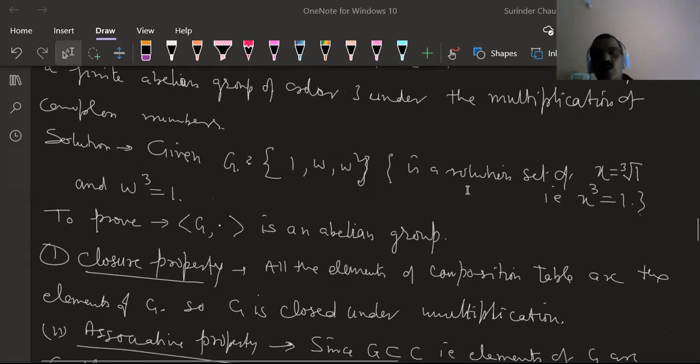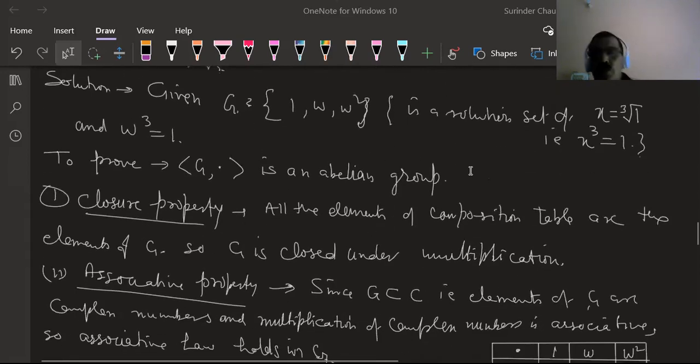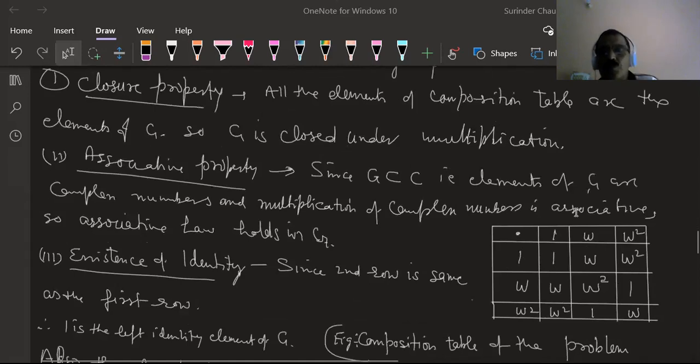Since they are complex numbers, we have read the property that the sum 1 plus omega plus omega square is equal to 0 and the product of the roots is equal to 1. We'll use this product of roots equal to 1 in this composition table. Now we will show that this G consisting of 1, omega, omega square, with the binary operation of usual multiplication of complex numbers, forms an abelian group. First we form a composition table for this. The composition is usual multiplication of complex numbers. The elements of the set G are written 1, omega, omega square, in the same order in the first column.